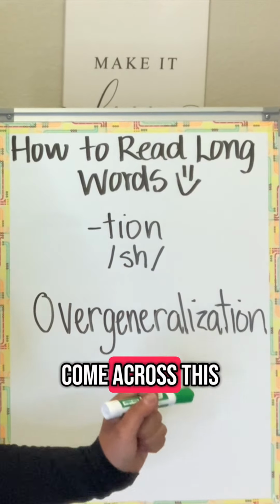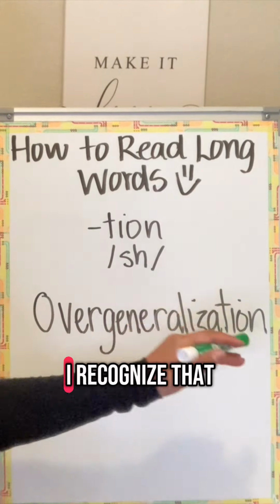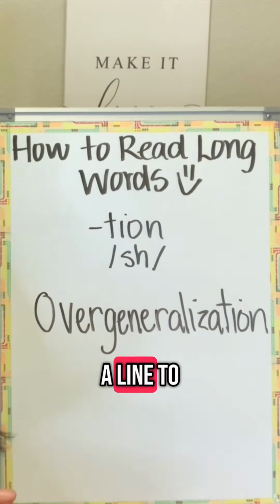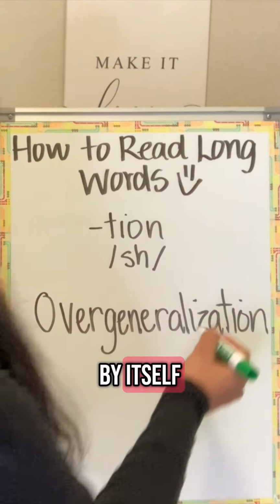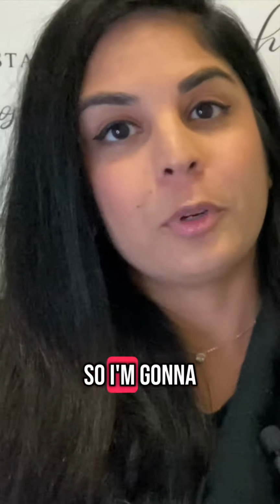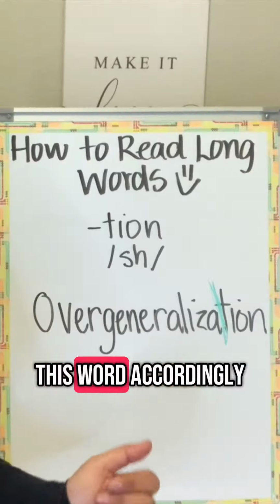So let's try it together. If I come across this word and I don't know how to read it and it's unfamiliar at first, at least if I recognize that it has that shun syllable at the end, I can draw a line to put that syllable by itself. So let's go ahead and do that. And then I'm going to use my knowledge of syllables to break down the rest of the word. So I'm going to use the rule that every syllable needs a vowel and break up this word accordingly.